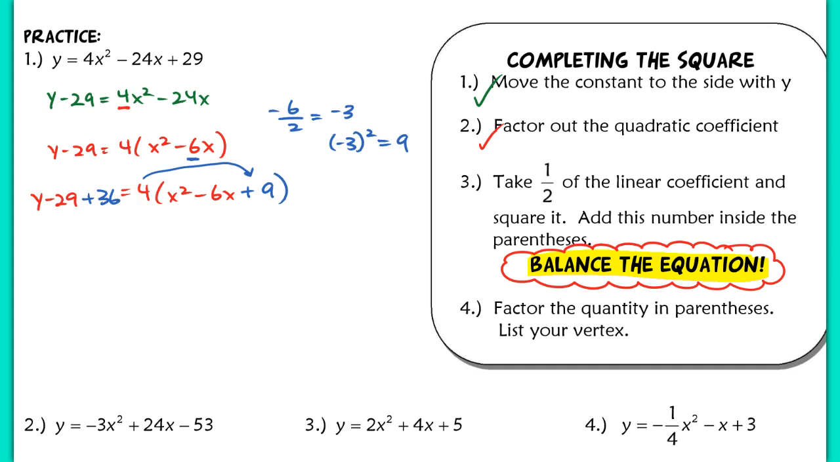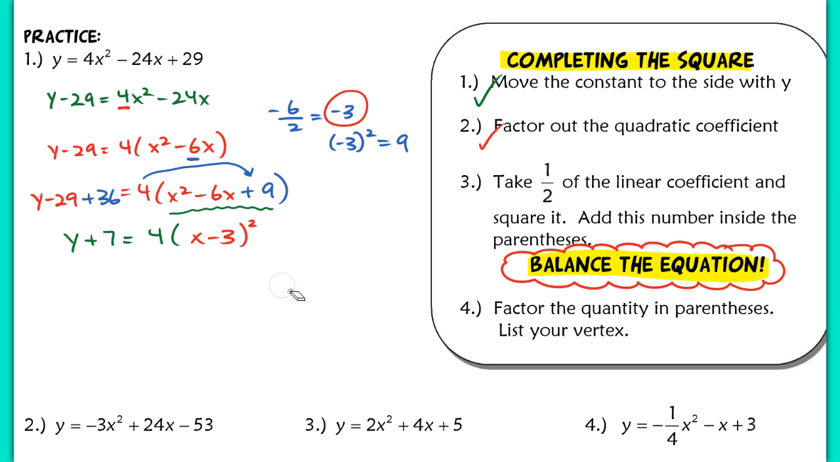So now I'm just going to simplify. So I have y plus 7 equals 4 times, now this is now a perfect square. I completed the square. That's why it's called completing the square, because I completed it to make it a perfect square, and that perfect square is going to be x minus 3 squared. Remember, that's the term that you cut in half originally. That's what that term will always be. So x minus 3 squared.